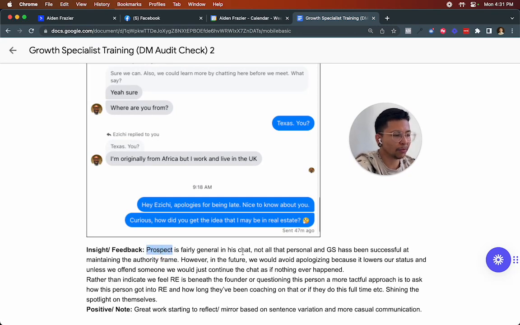The prospect is very general, meaning very vague. He's not really being personal. And the growth specialist was successful at maintaining the authority frame, right? Because we were being short, we weren't making it seem like we need you. It was quite the opposite. The only thing that was a faux pas or an error, slightly, in this conversation, because it lowers status, is by saying sorry. Anytime that you haven't offended somebody, but it's taking you some time to respond, don't apologize. Just pick up right where you left off. Act like nothing ever happened.